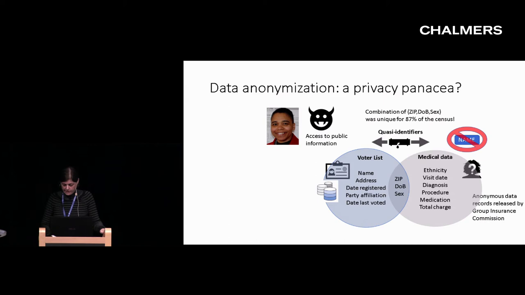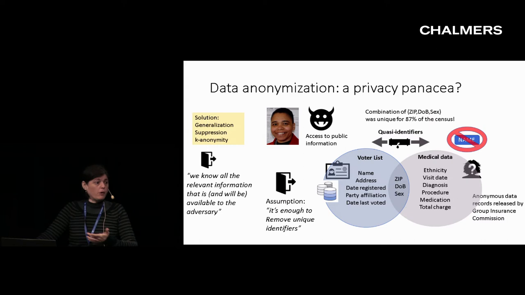So the assumption that she broke here was that it's enough to remove identifiers, it's enough to remove names to obtain anonymity, right? She broke that. She actually proposed a solution that is called K-anonymity, which is very popular. There has been lots of follow-up work on database anonymization based on this proposal.